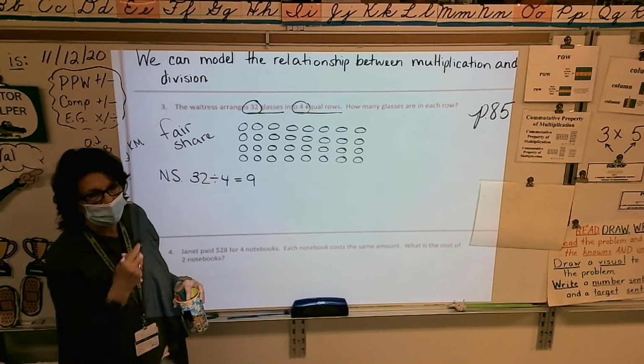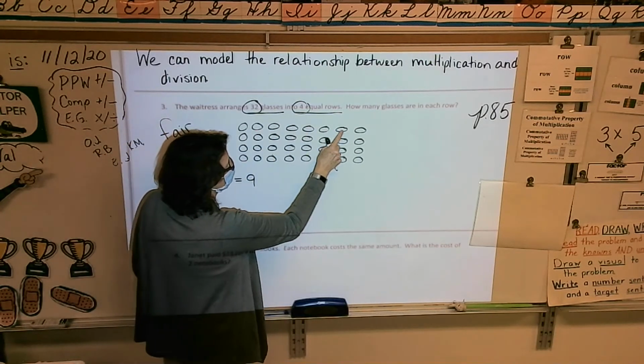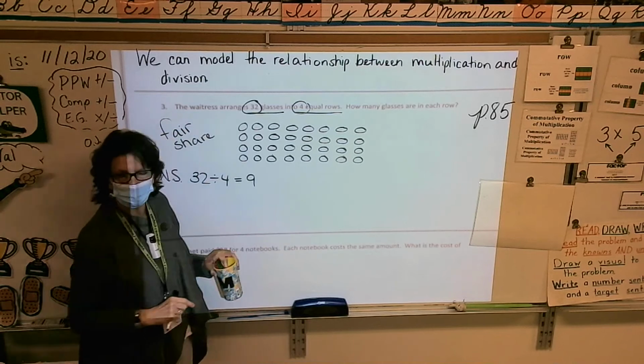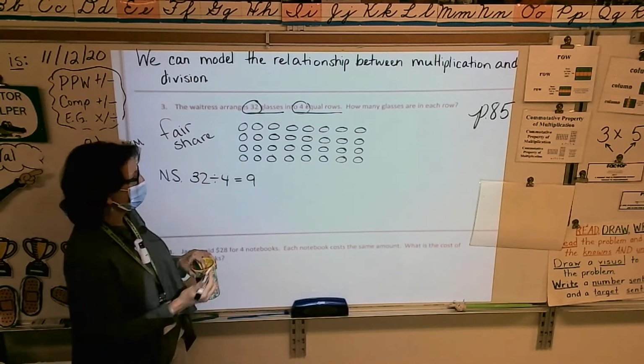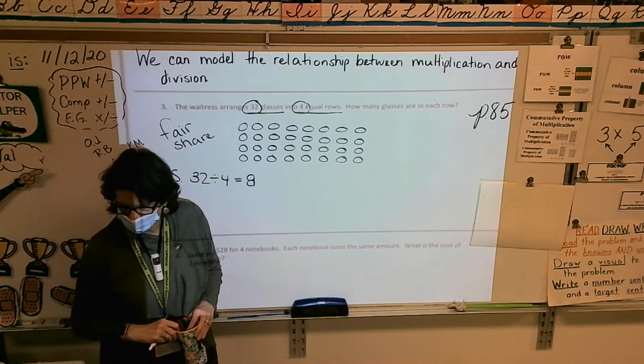We're counting pretty high, aren't we? So I'm just going to check mine. 1, 2, 3, 4, 5, 6, 7, 8. I got 8 as well. How many people think there are 8 in each row? Yep, the size of each group is 8, not 9. So just check your work, bud.